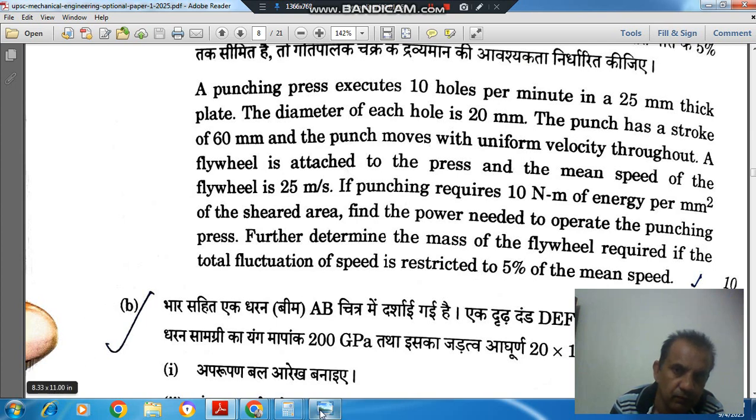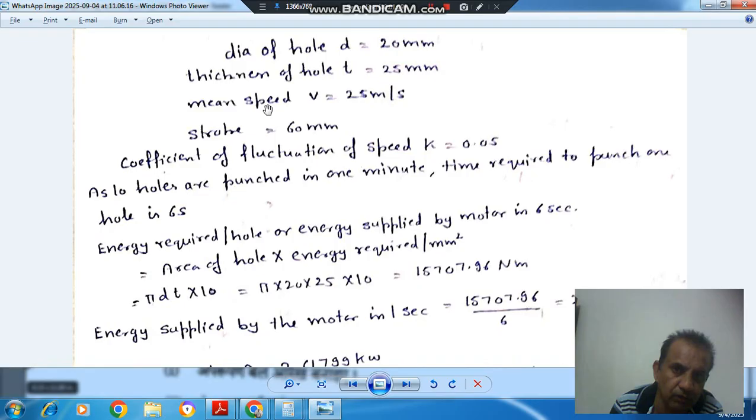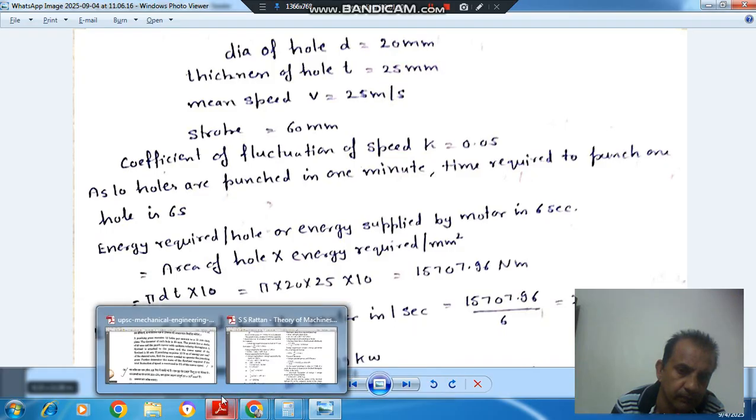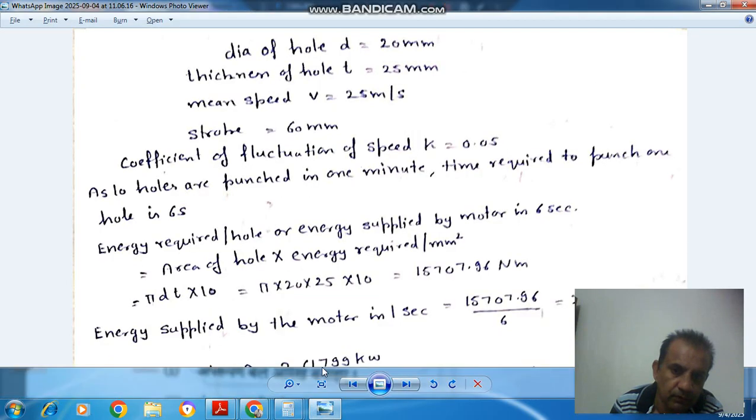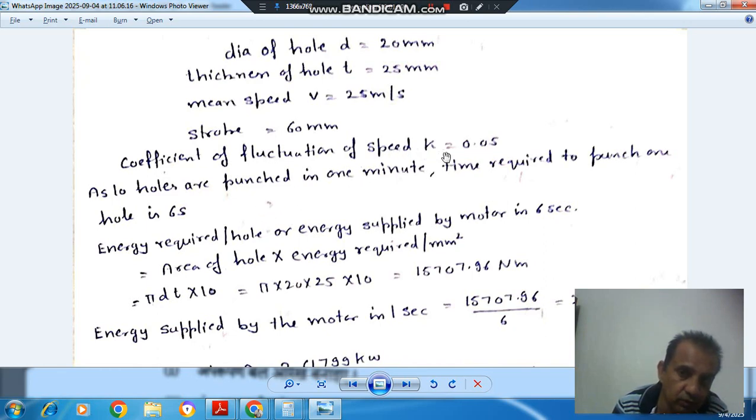So here it is given that diameter of hole is 20 mm, thickness of plate is 25 mm, mean speed is 25 meter per second, stroke is 60 mm and coefficient of fluctuation of speed is 5%, or we can say coefficient of fluctuation of speed is 0.05.